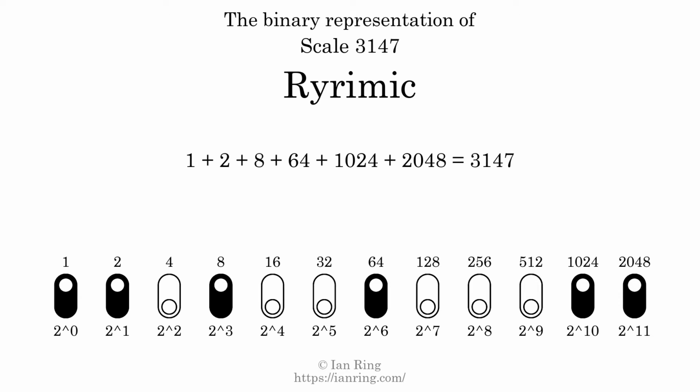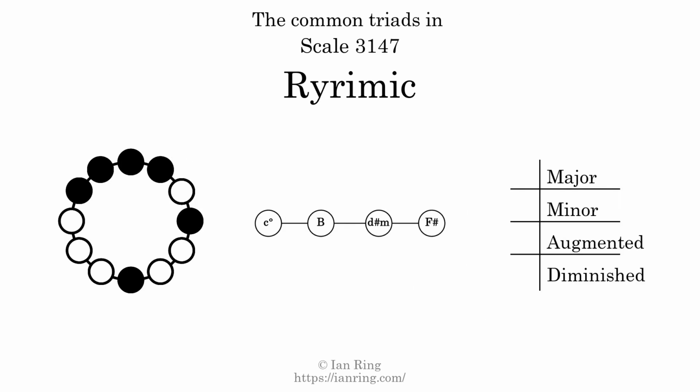3147. The scale number not only enumerates the scale with a unique index, but it also literally describes the tonal content of the scale. Represented as a binary number in base 2, the scale number is 11001001001011. Here are the common triads present in this scale.